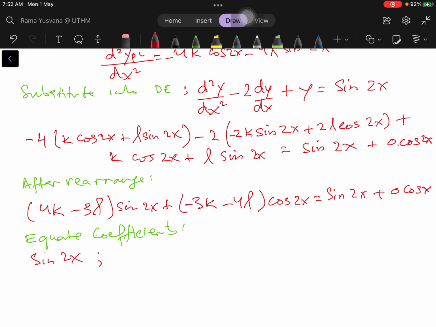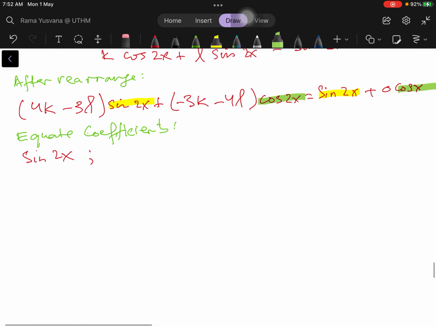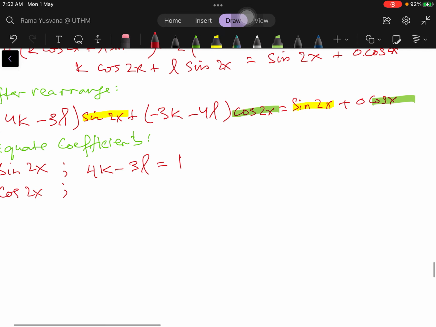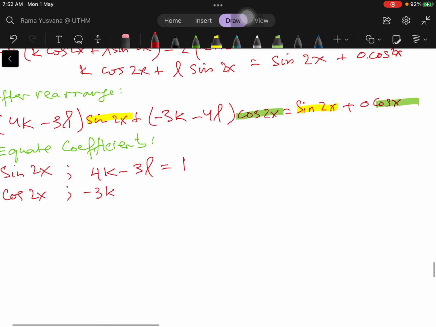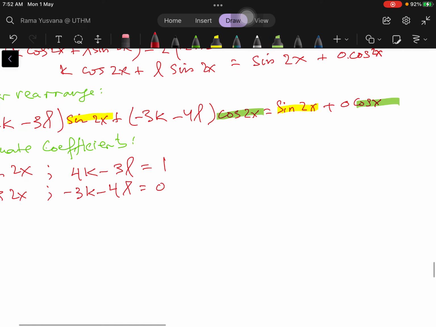Start with sin 2x, for example. For sin 2x, we get 4k minus 3l equals 1, and for our cos 2x, we have negative 3k minus 4l equals 0.